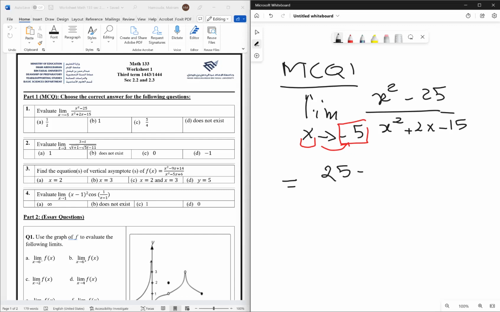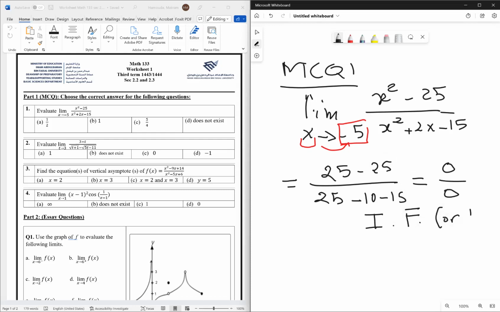25 minus 25 over 25 minus 10 minus 15. So simple computation will give 0 over 0. And this is, by the way, what we call in the lecture indeterminate form or indeterminate case. What does indeterminate case mean? It means that we cannot conclude right now the limit. We have to continue and change the expression of the function and remove this indetermination.